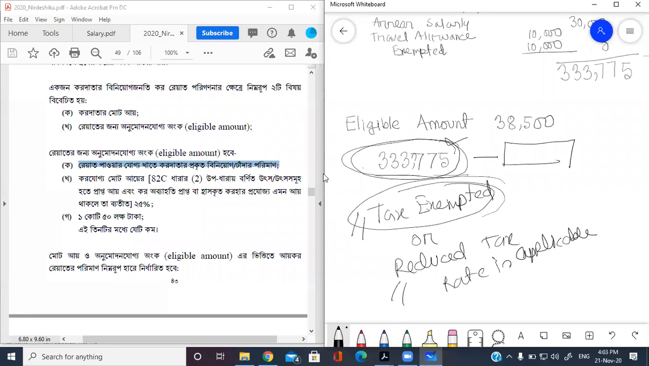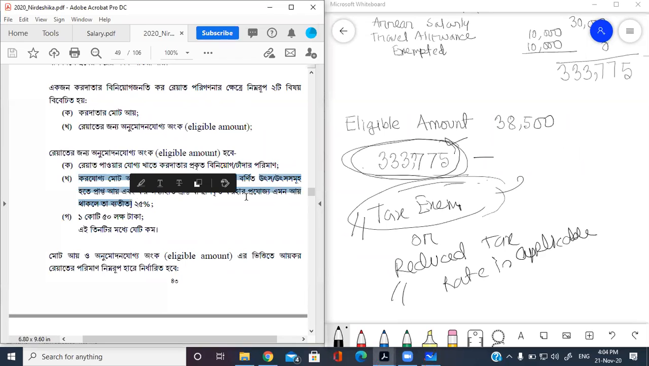Have you got it? Yes, sir. If it is such that 100,000 has been added here, which is tax exempted, or on which a reduced tax rate is applicable, how much do you need to exclude here? 100,000. Now, just read this and tell me whether you have got it.